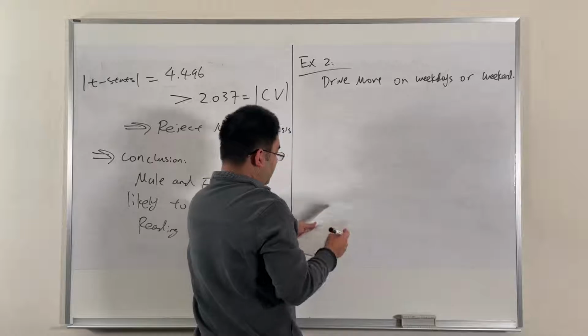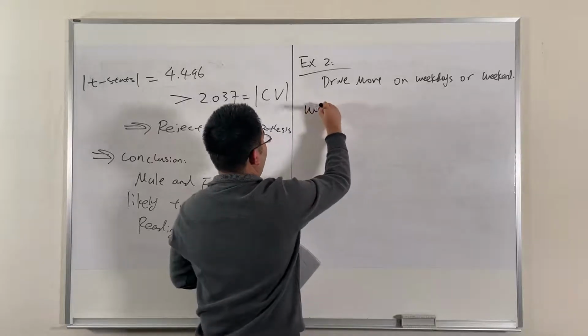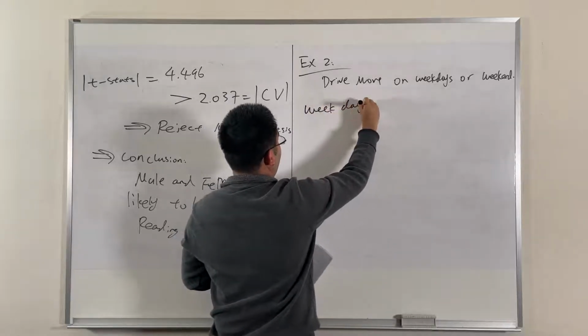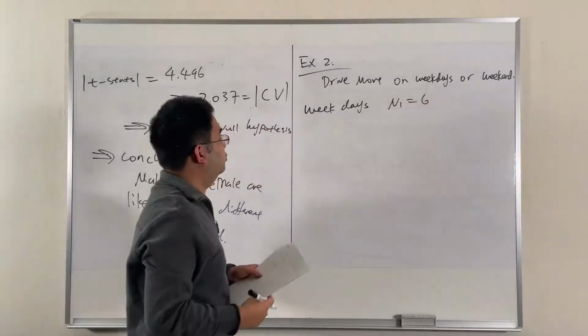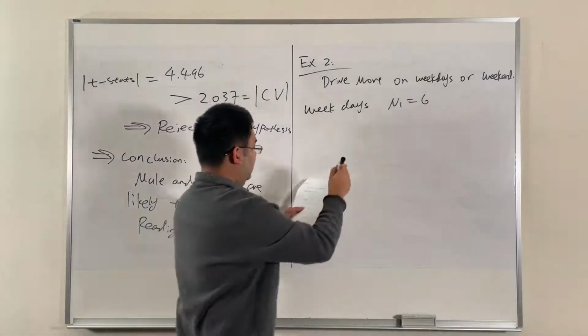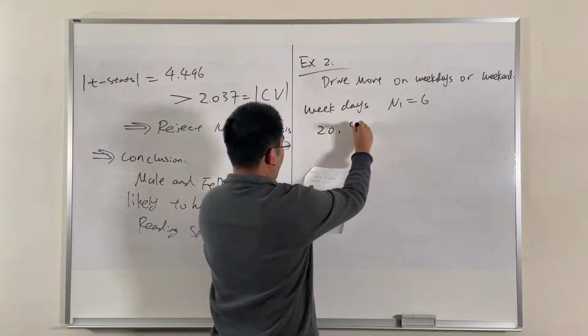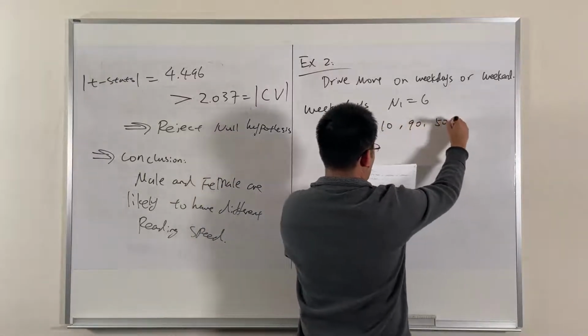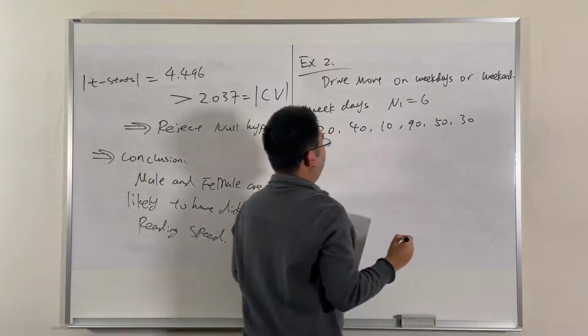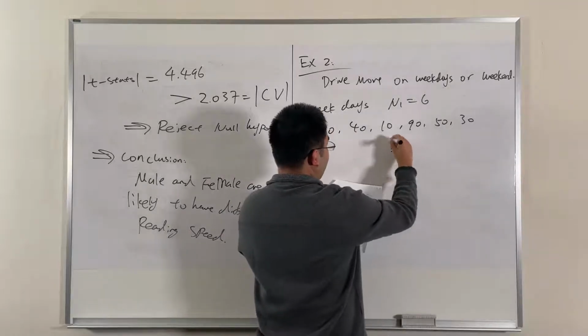In this case, we have weekdays information, with n1 equal to 6. So we ask people how many times they drive on weekdays. The numbers you get are 20, 40, 10, 90, 50, 30, and your x1 bar in this case equals 40.